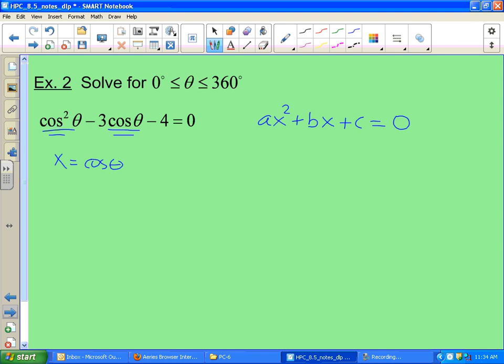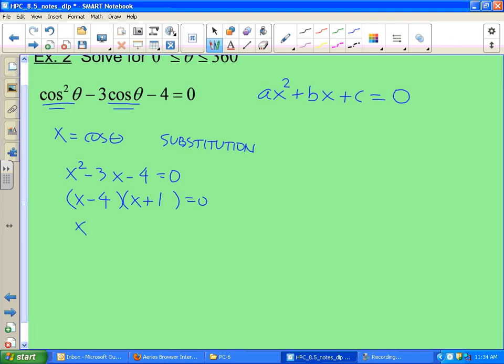So this is one thing you could do. This is a substitution method for solving this. You don't need to. If you recognize you've got a quadratic with the trig functions, then you can just go ahead and factor it that way. But let's just say we're going to let x equal cosine theta. That would mean this is x squared minus 3x minus 4 equals 0. And this one factors: x minus 4, x plus 1. And then because of zero product property, we find that x equals 4, x equals negative 1.